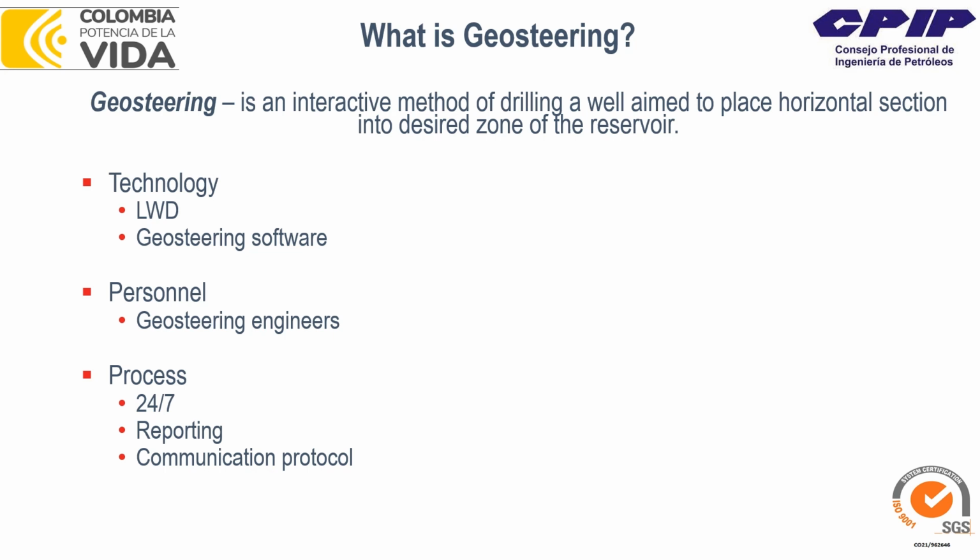Okay. And we're getting here to what is geosteering. Strictly speaking, geosteering is an interactive method of drilling a well aimed to place the horizontal section in the desired zone of the reservoir. And it has three main parts. Number one is technology. So it has to be logging while drilling or measurement while drilling tools. It has to be geosteering software. So there are a number of different softwares right now in the market.